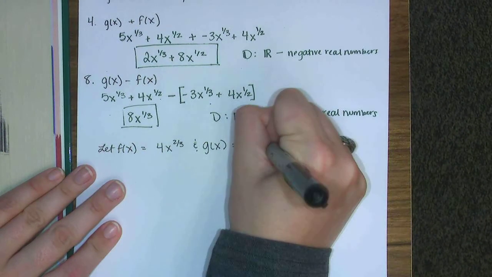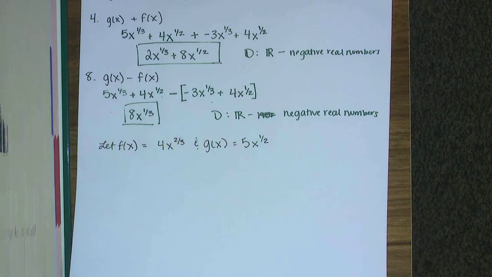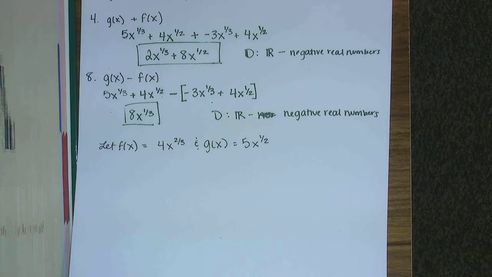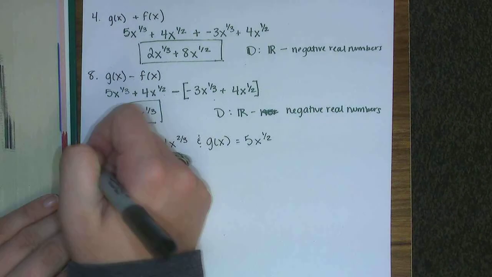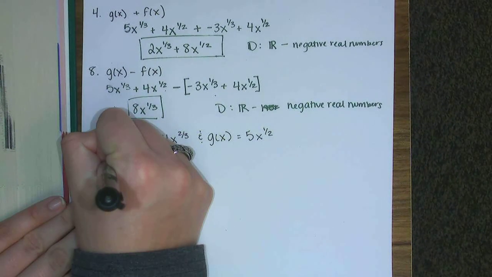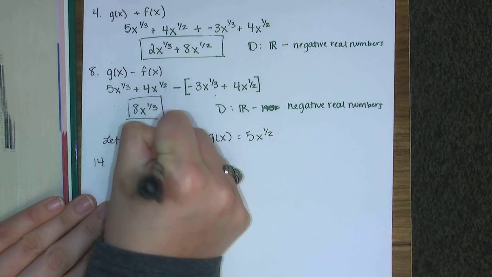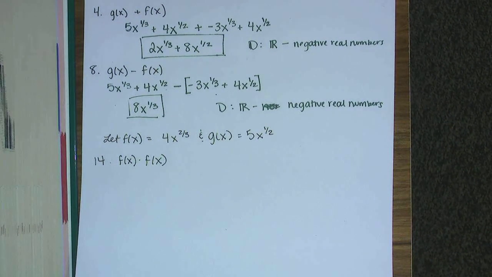Let's go with 14. So with 14, we have f of x times f of x. Essentially you are now multiplying f of x times each other, or squaring f of x if you want to think about it that way. So f of x is 4x to the 2/3 times 4x to the 2/3.